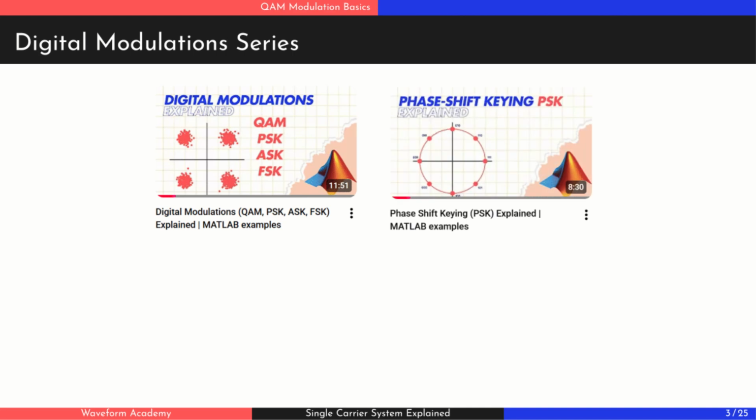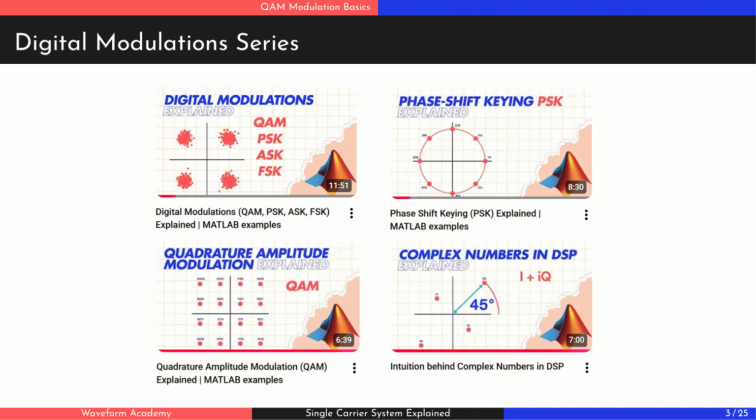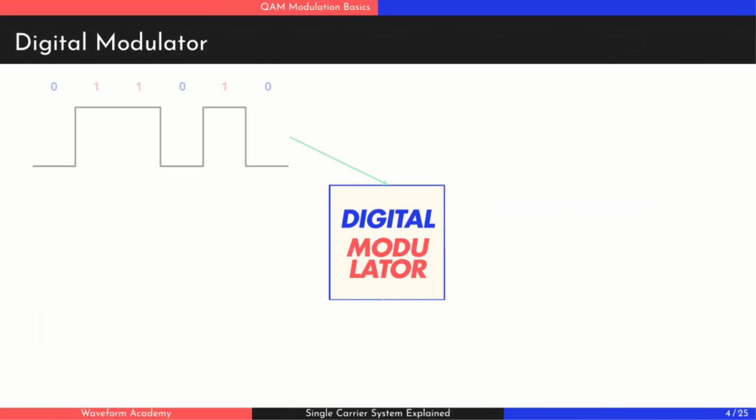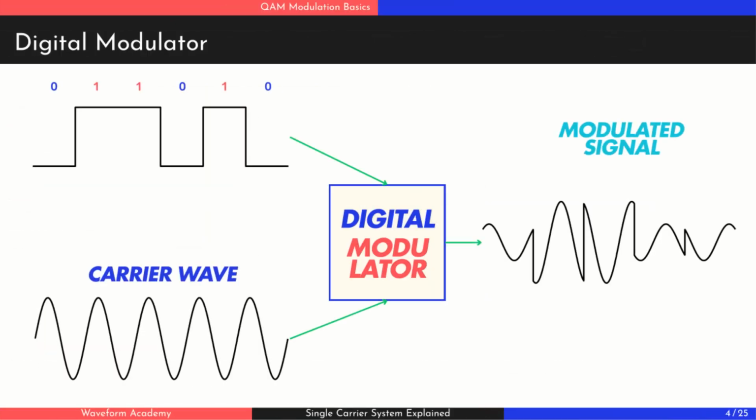In the digital modulation series, we explained in detail how different modulation techniques, including QAM, embed information into waveforms. Let's quickly recap the key ideas. A digital modulator takes a stream of bits and shapes a carrier wave. The carrier's amplitude and phase can be varied to represent information, and this is exactly what QAM does.